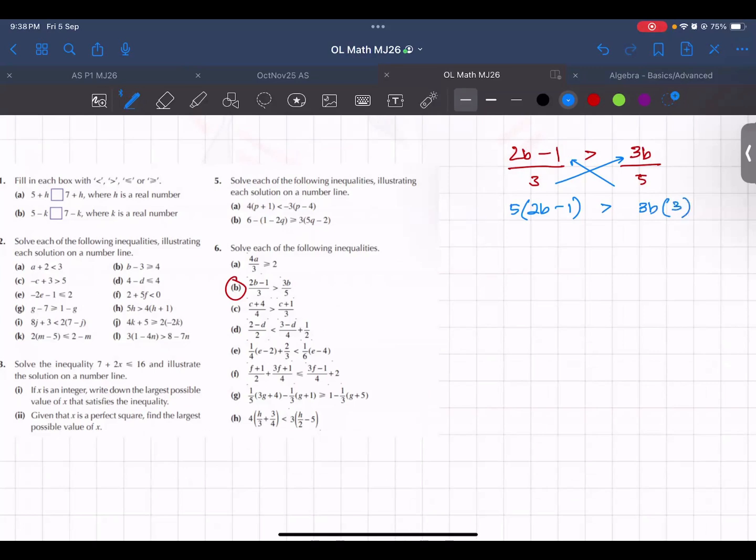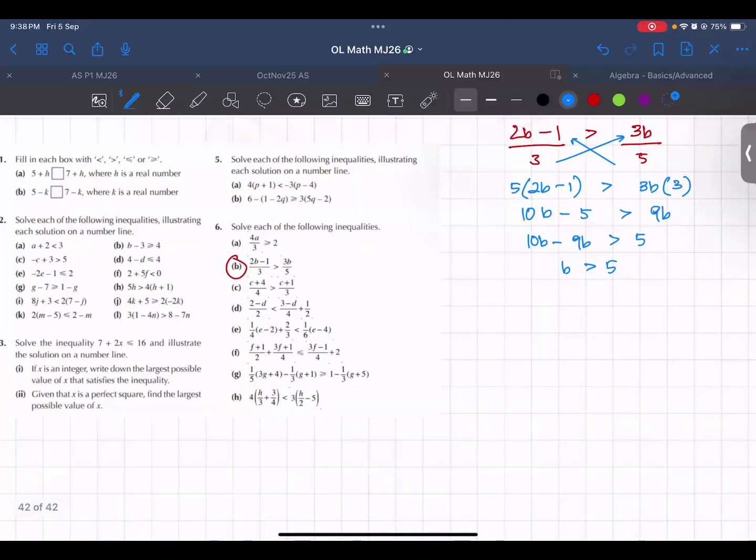3b with 3. So 10b minus 5 greater than 9b. You would move the 9b to the left side because 10b minus 9b would be positive b. And move the 5 to the other side. Minus 5 would move over there and become plus 5. So b is greater than 5. Simple. This is the answer.